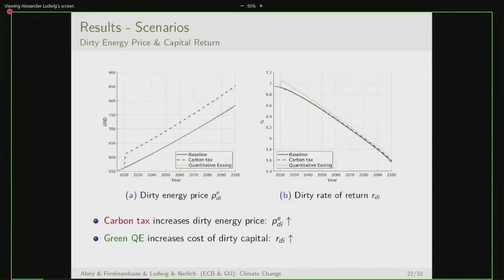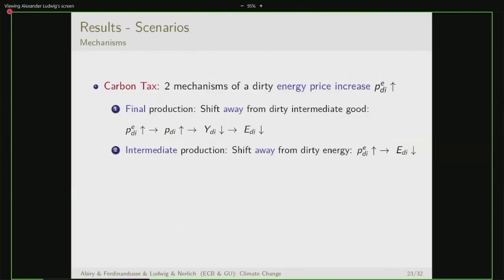Now, in terms of what the policy experiments do, the carbon tax is going to lead to an increase of the price of dirty energy because of the tax. This is unaffected in the quantitative easing experiment. The dirty energy return has an opposite pattern. If the monetary authority reduces its capital holdings, marginal products in the dirty sector go up, and hence the rate of return in the dirty sector of the economy goes up. And that's important for understanding why green QE is in part less effective than carbon taxes. I'm going to explain this later in more detail. So now this is on the slide.